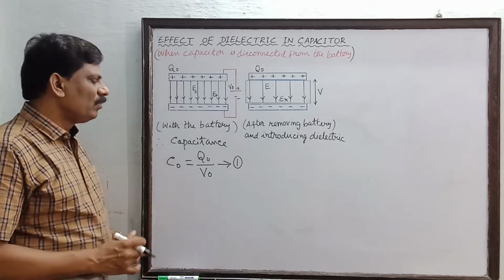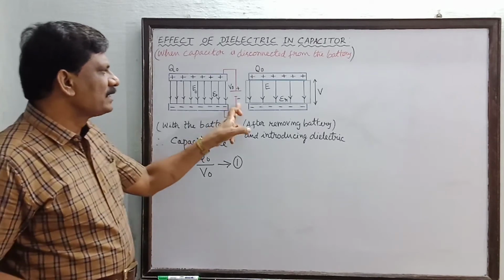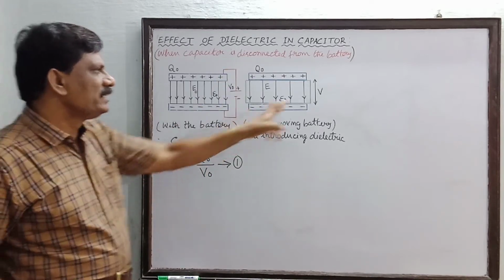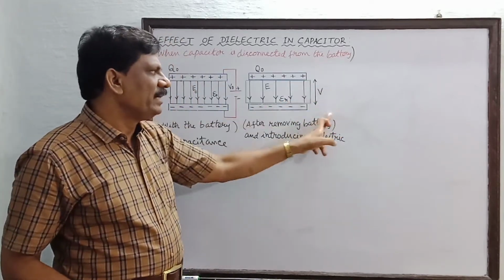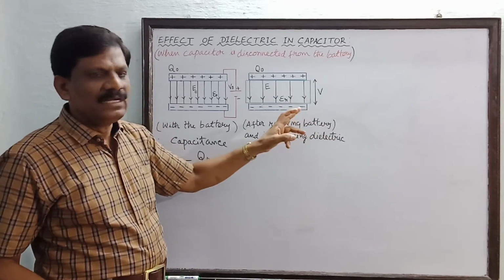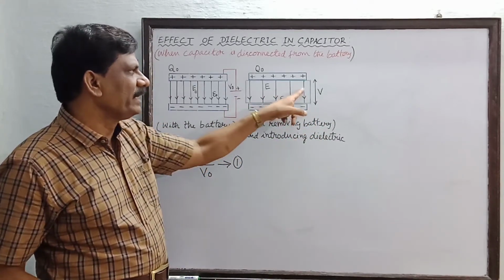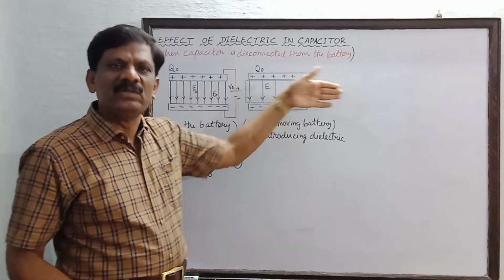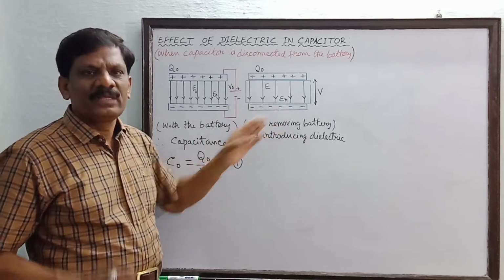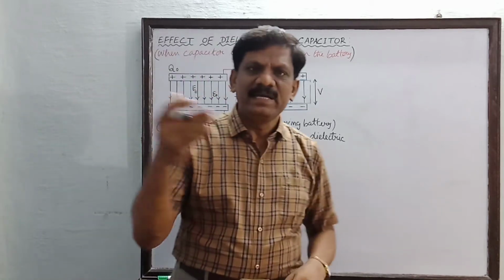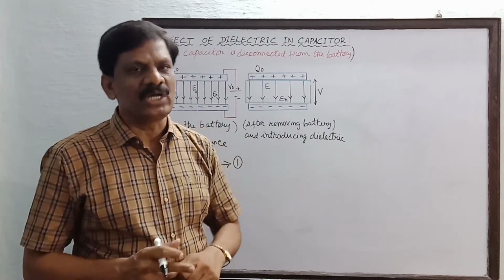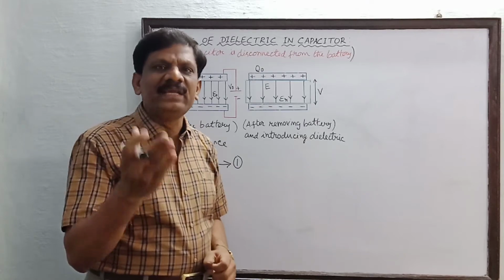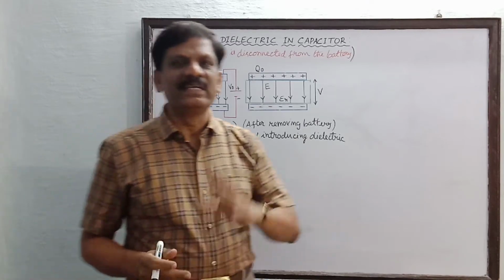Now what I am going to do is, I am going to disconnect this battery, and you see that in the second picture there is no battery here. And in the second picture, you can see one dielectric is also present between the two plates. One dielectric slab is introduced into the space between the two plates. Now, whenever a dielectric is introduced into the charged capacitor, what will happen? The external electric field gets reduced.